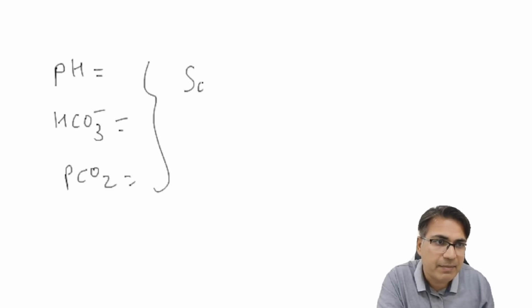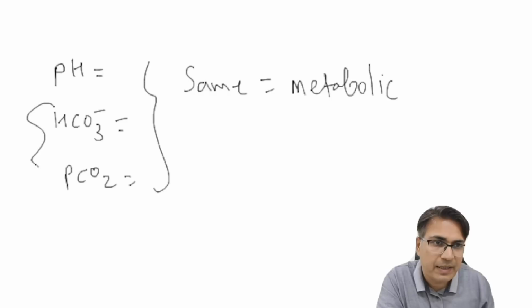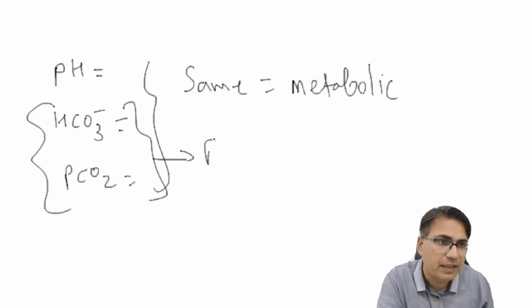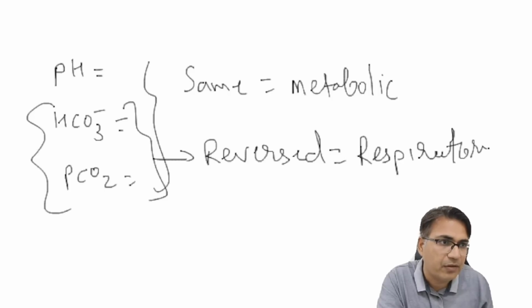So in a quick revision, remember, first look for pH, then bicarbonate level and PCO2 level, okay. If all are in the same direction, then it is metabolic, and if bicarbonate and PCO2 level are in the opposite direction, then the cause is respiratory, okay. If bicarbonate and PCO2 level are reversed from pH, then the cause is respiratory.